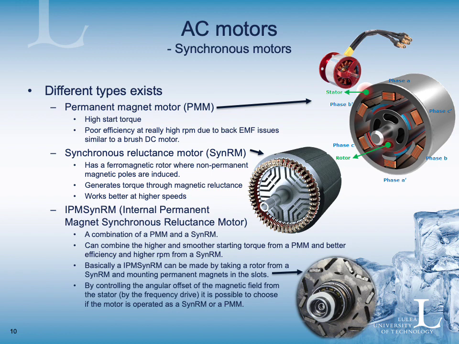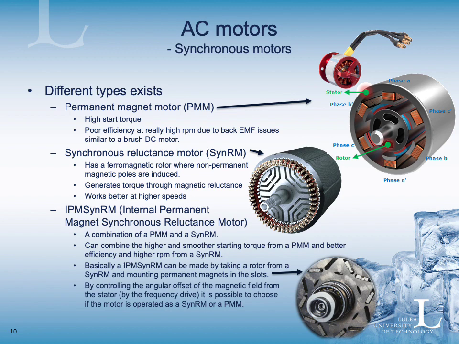First we have the permanent magnet motor, which gives a high starting torque, but also poor efficiency at really high RPM due to back EMF issues. Back EMF is some magnetic counterforces that will counteract the motion of the rotor when you have high RPMs. This is also the same as you experience in a brushed DC motor with permanent magnets, and the reason why you have a specific top speed of such a motor.